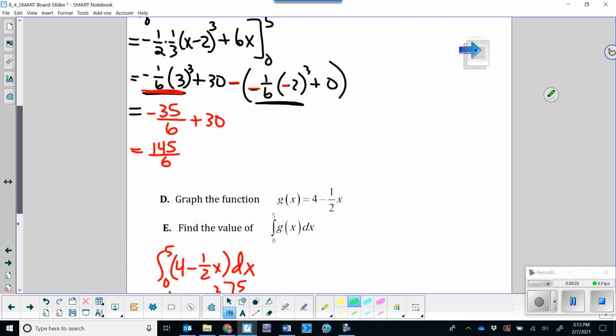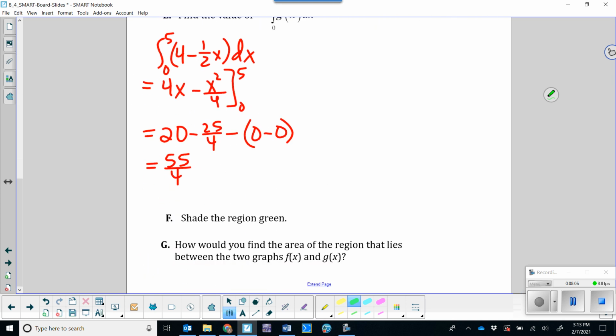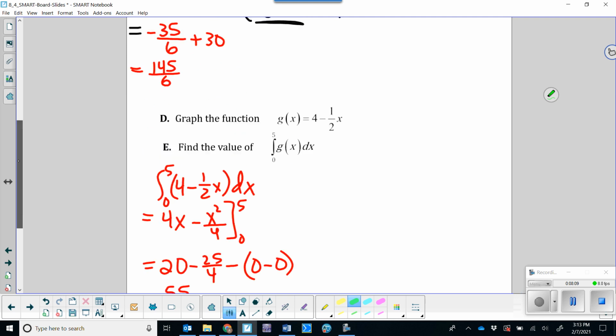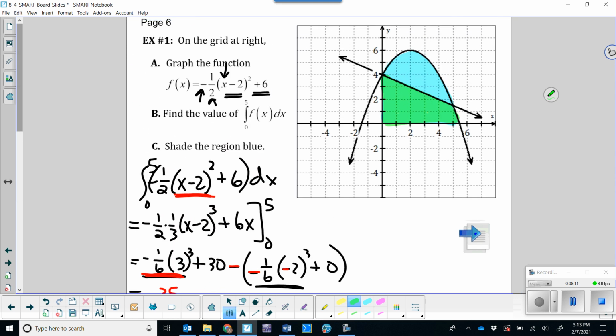Now, what I'm interested in on part G, it says, how would I find the area of that region that lies between the two? So how would I find, and I'm just going to use purple just to make it clear, so how would I find this area? I guess it's not going to look very purple, but how would I find this? Okay, how would I find just that area?